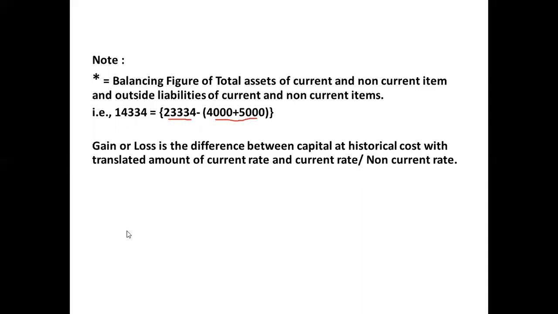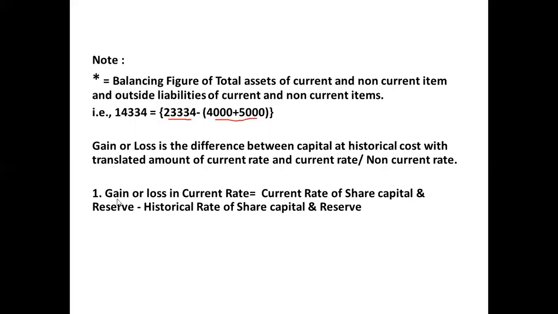Then how to find the gain or loss? The item is taken as equity shares and share capital with reserves. We compare the current rate to the historical rate, and the current and non-current rate to the historical rate, and we get a gain or loss. If the difference amount is negative, then it's a loss. If it is positive, then it's a gain. So first, the gain or loss at the current rate.